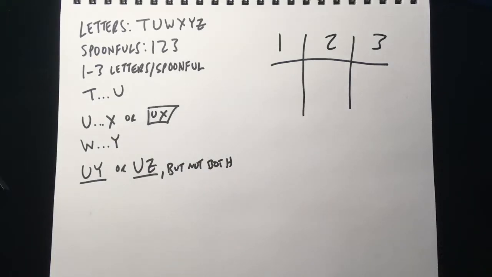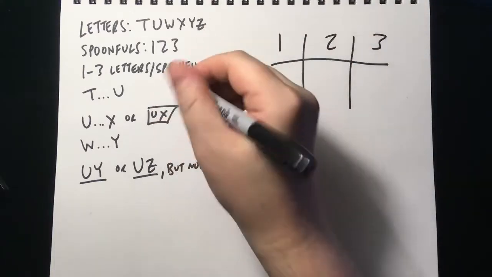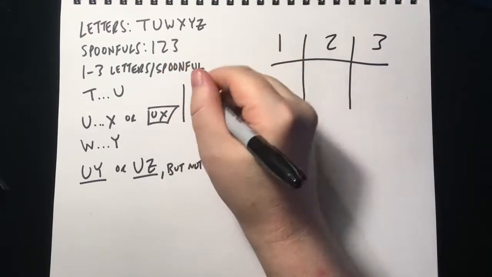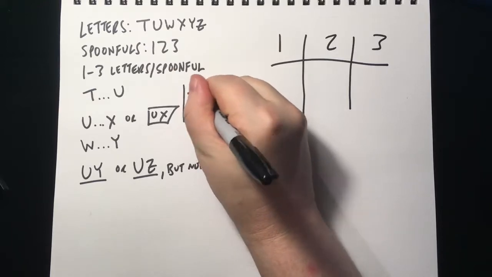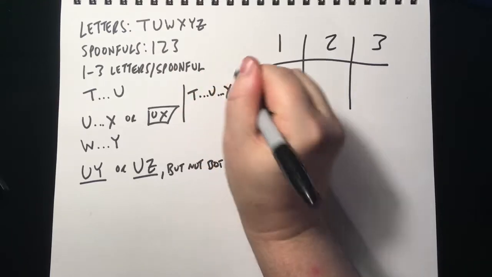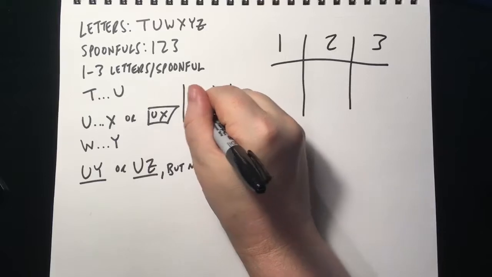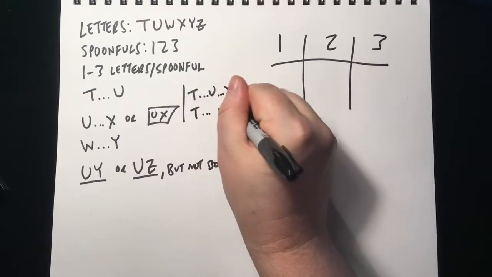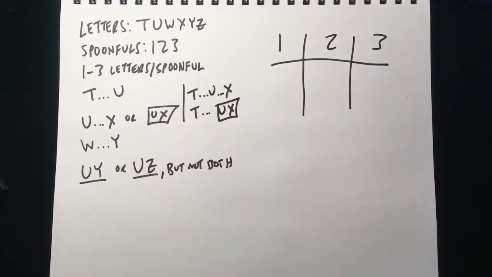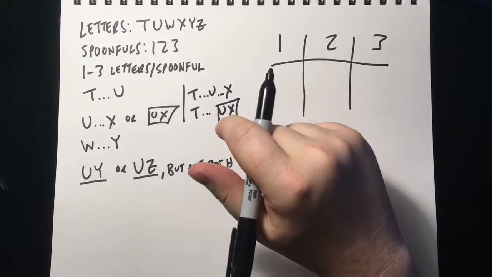The only ones we can really combine here, if you wanted to take a second to do it, would be to say that you're going to have either T, U, X, or you're going to have T, U, X together in the same spoonful if you want to take a second to do that. Otherwise, I would not bother too much about the deductions.